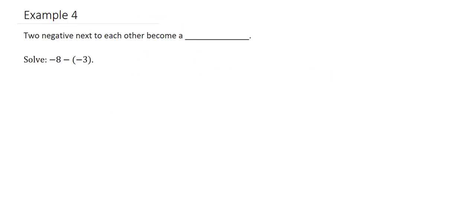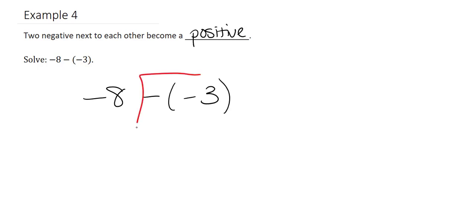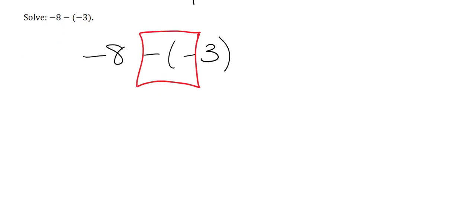So example 4, 2 negatives next to each other become a positive. So let's indicate this with the next example. So solve for the following. We have -8 minus -3. Well, these two negative signs are next to each other, so that becomes a positive. So we really have -8 plus 3. That's really what we're solving for. So if we were to go -8 plus 3, we would get to -5.